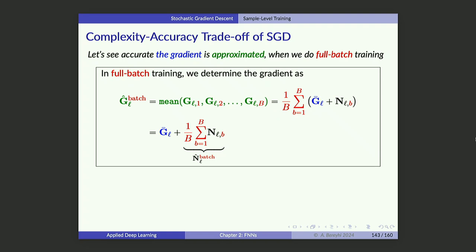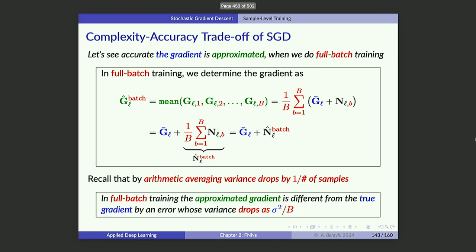Now, what is the variance of the average of the noises? If you know that the variance of every single one is sigma squared, what is this one? Sigma squared divided by the number of data points in your batch. So the error of your batch estimator is actually dropping, as compared to the error of every single sample gradient, proportionally to 1 over the number of samples you have inside your batch. Clear?